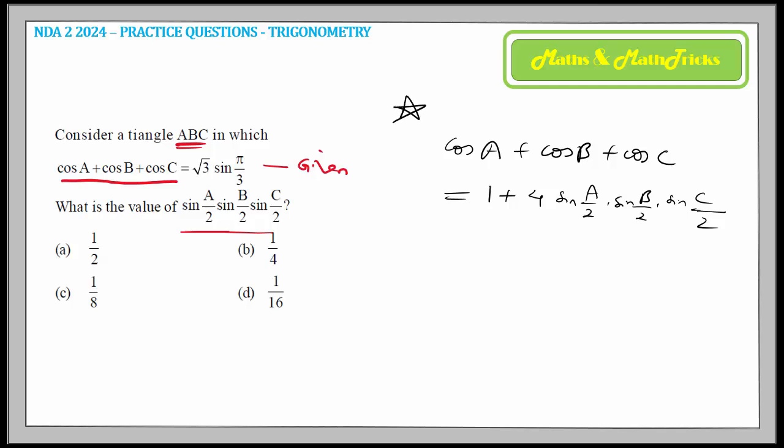You must have proved it when you studied the concept. If not, and any one of you is looking for the proof of this particular identity, please comment in the section so that I can provide you with the proof details.